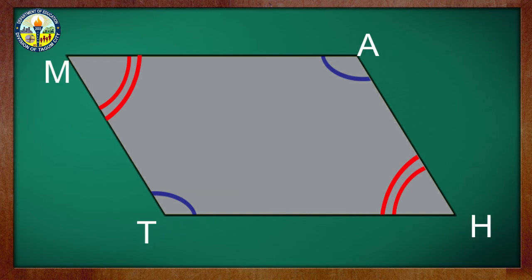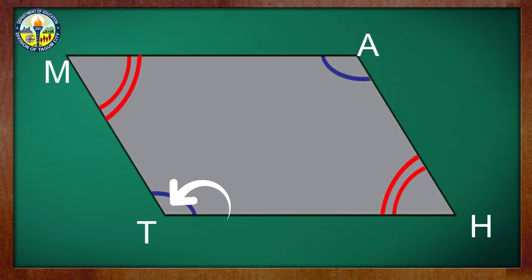How about this one? What is angle C if angle M is equal to 70 degrees? Now, can you locate angle M in the given parallelogram? Okay, here it is. How about angle T? Very good. Here it is.